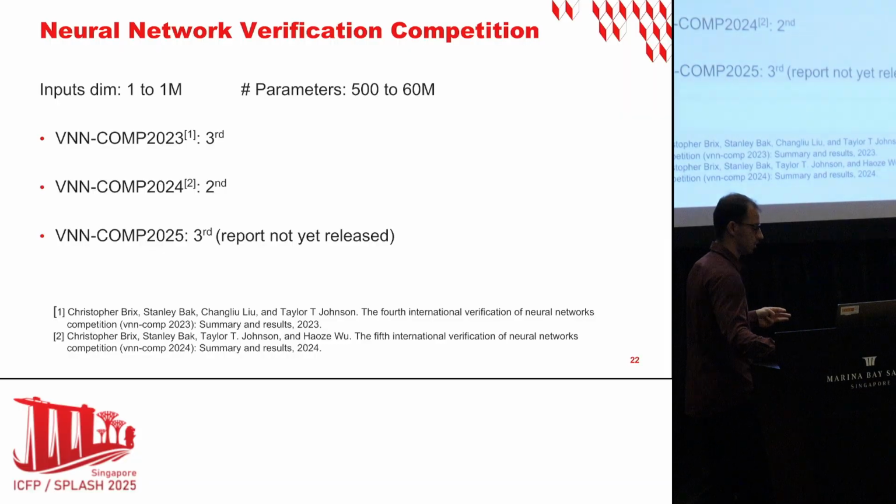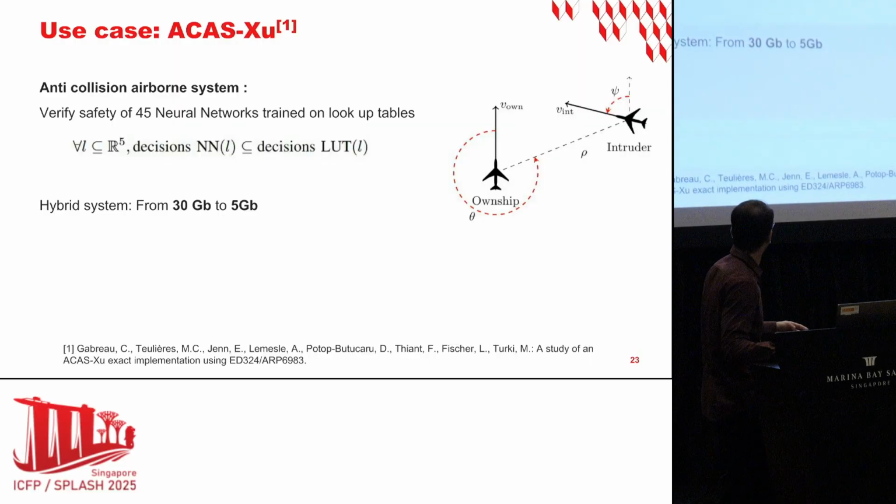We participated in the last 3 competitions. Each time we got the podium. There is a large range of neural networks tested in this competition. As you can see, input dimensions range from 1 to 1 million. The number of parameters in the neural networks ranges from 500 to multiple millions. So our tool is really competitive.